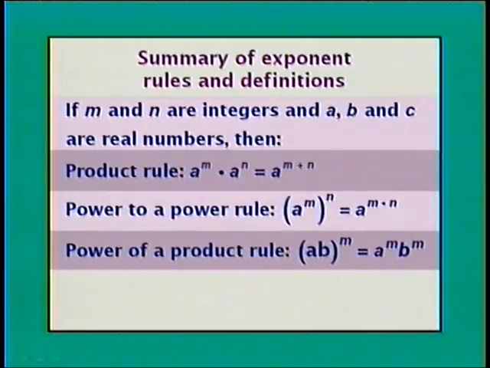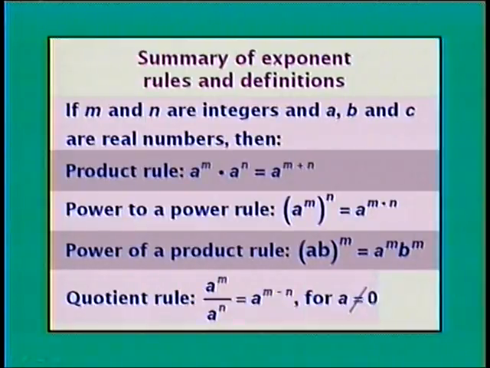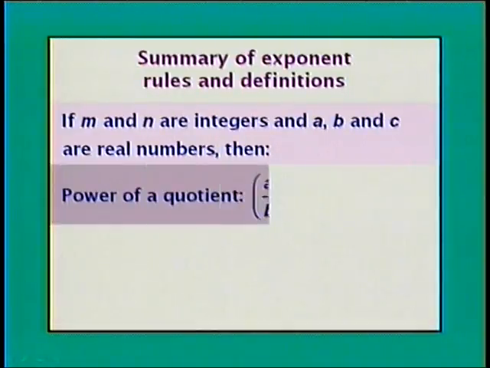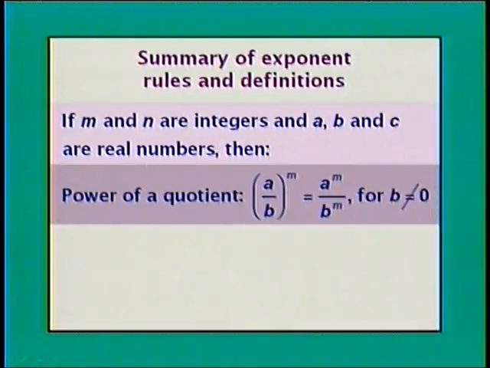We have our power of a product rule that tells us the power of the product equals the product of the powers. Another way to remember this is the exponent distributes over multiplication. We have our quotient rule, and this is the rule where we can subtract exponents. A to the m divided by a to the n equals a to the m minus n. The power of a quotient rule is the rule where we remember that exponents distribute over division.